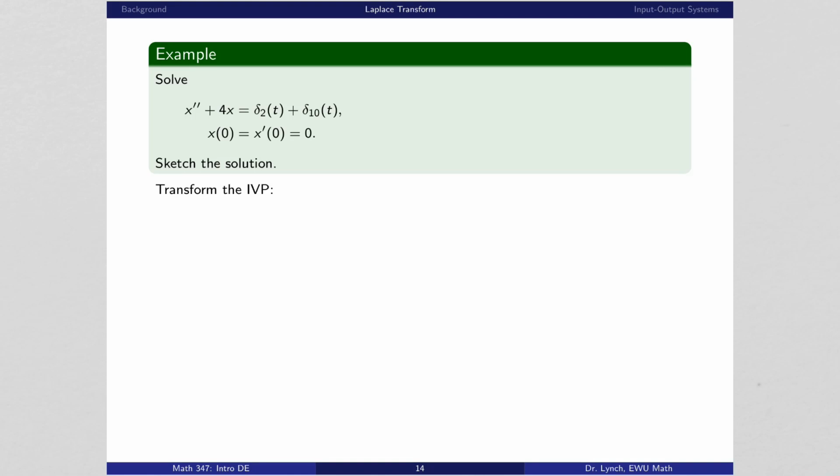x double prime plus 4x is delta sub 2 of t plus delta sub 10 of t, with x of 0 equals x prime of 0 equals 0. So as usual, when we look at a second order differential equation, we'll think of this as some sort of mass spring system. We can think of this as an unforced, undamped mass spring system, where there are two forces that come into play at time 2 and time 10. Now, of course, the initial conditions are 0 initial velocity and 0 initial position.